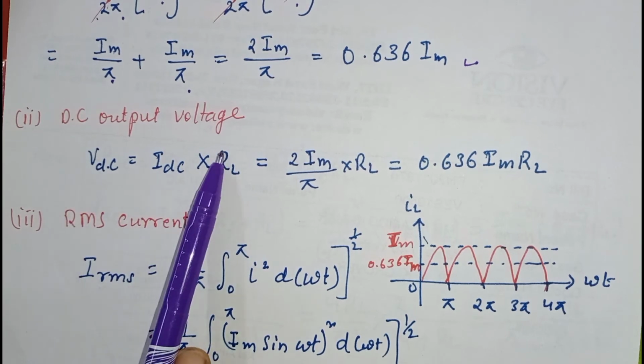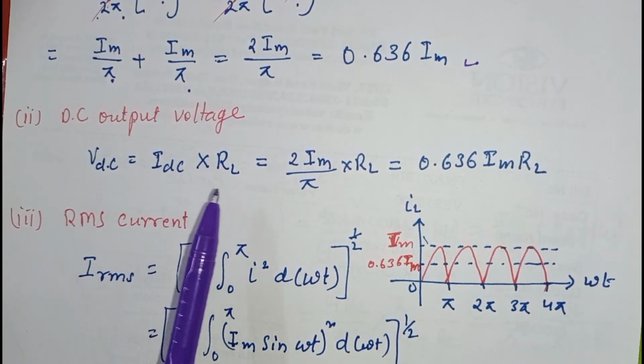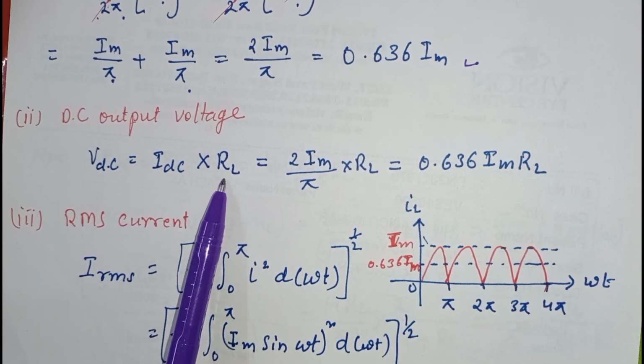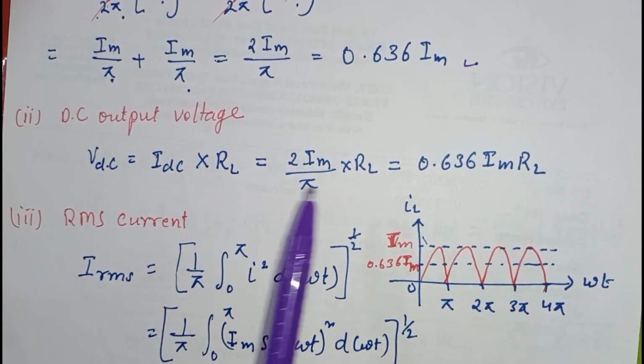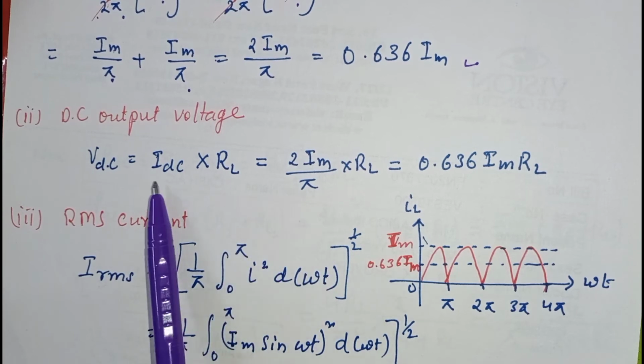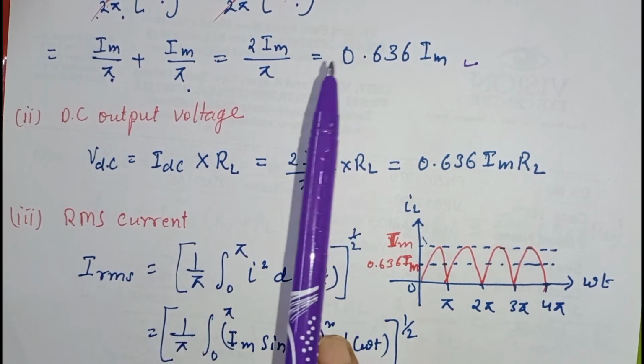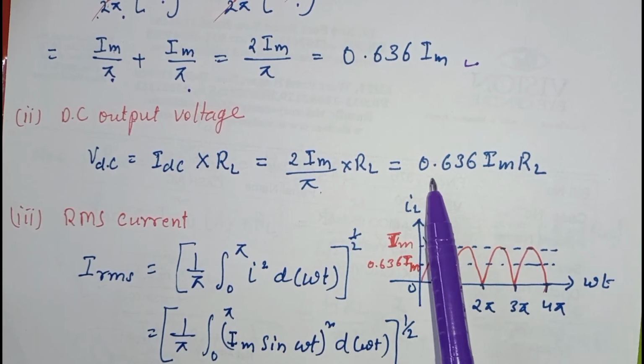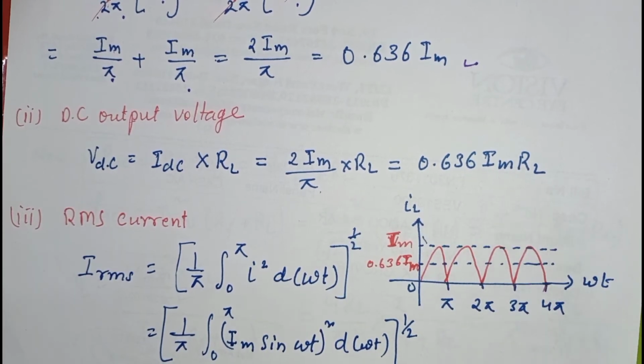Now the DC output voltage. This DC output voltage is equal to IDC into RL, because this current is flowing through RL. So VDC equals the value of IDC, which is 2 Im upon pi, into RL. So it will be equal to 0.636 Im into RL.